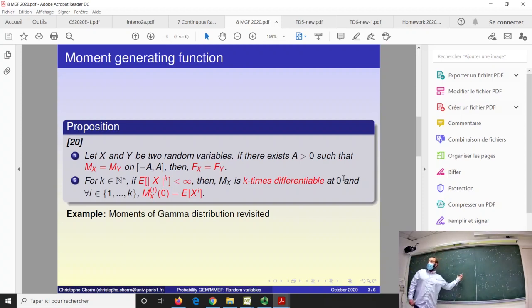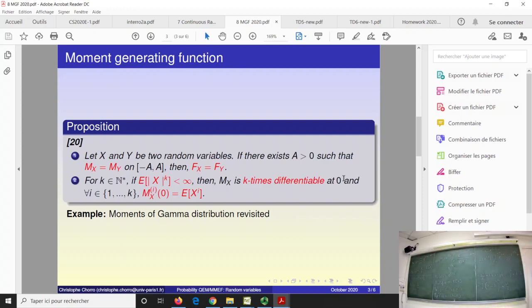If I come back to my examples, in the case of the Poisson, for this interval I can take the whole R. For the Gaussian, I can also take the whole R because the moment generating function in this case is defined everywhere. But typically, in the case of the gamma, I need to impose that t is strictly less than lambda. So t strictly less than lambda means that it is defined on a little interval around 0.